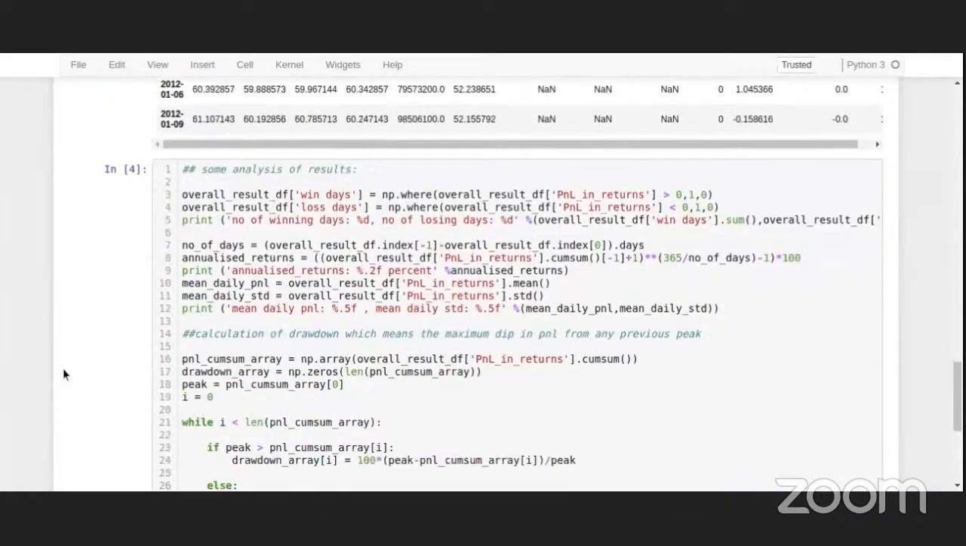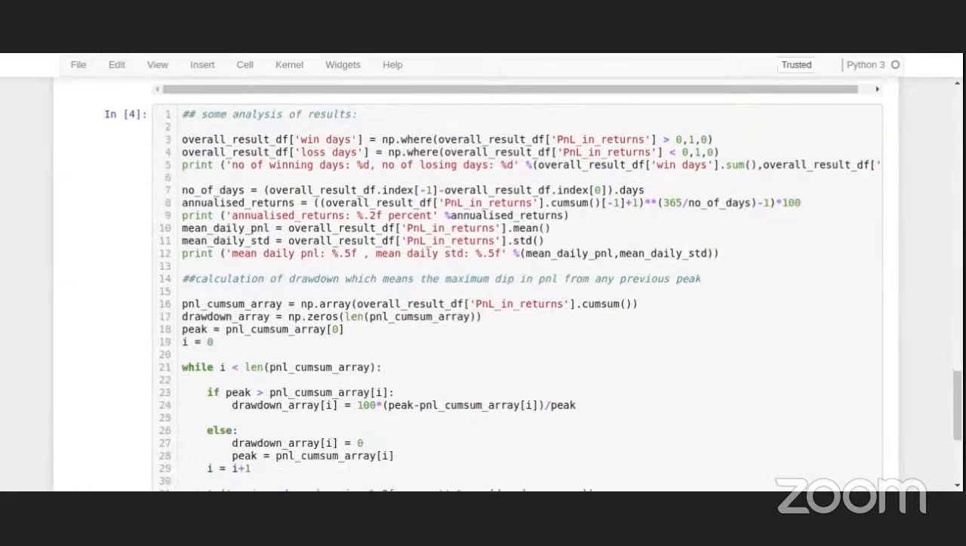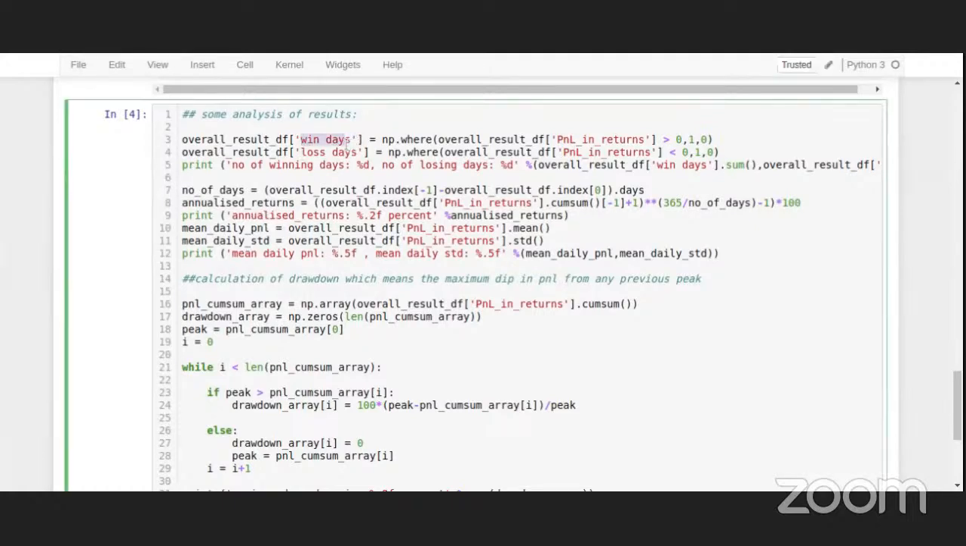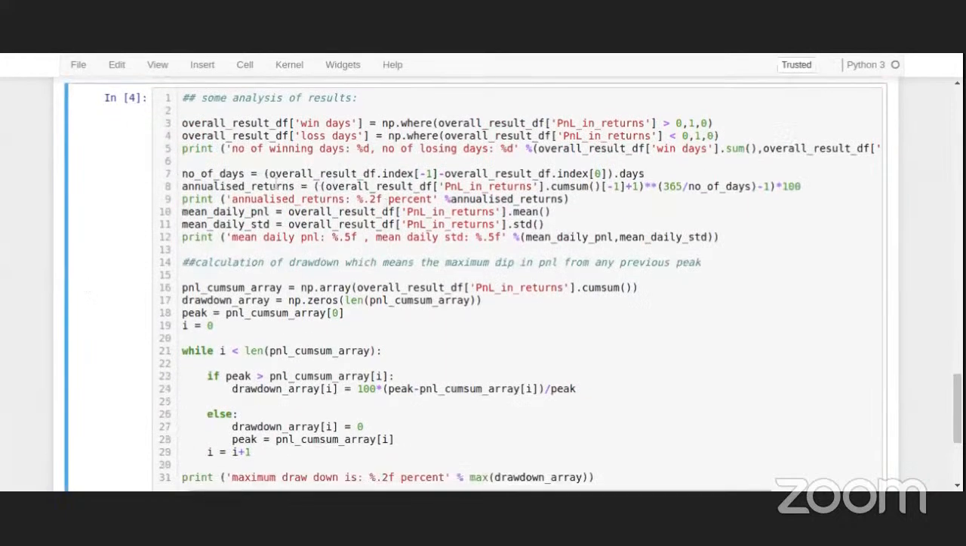Now we come to some analysis of metrics for evaluating the strategy. We have already seen one metric, which is the Sharpe ratio. Other than that, there are win days, the number of days when we made a profit, and loss days, the number of days when we were at a loss. If the PNL in returns is positive, we call it a win day. If there is a loss, we call it a loss day. We have calculated the number of win days and loss days. There is another metric called annualized return. This is how much return you would have made if you ran this strategy for an entire year.